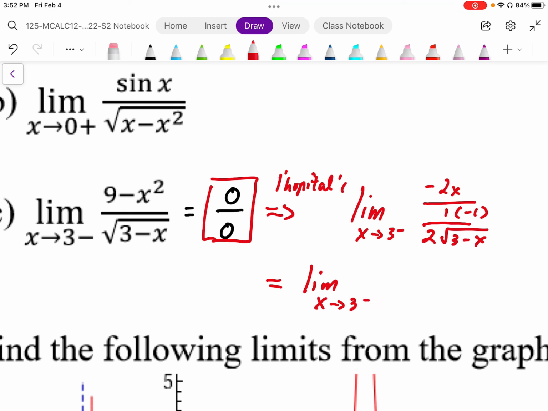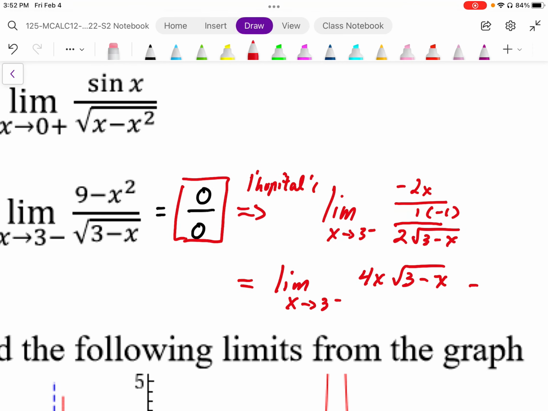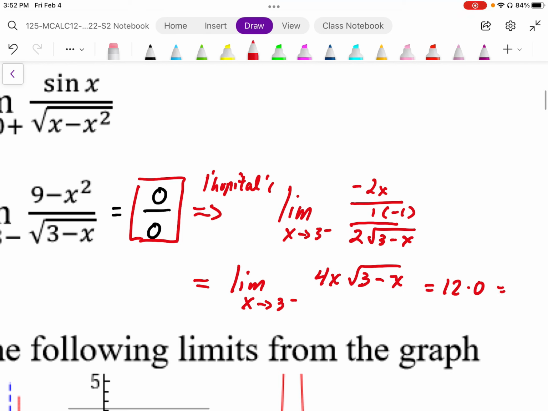When I simplify this, the negatives cancel out. So I end up with 4x square root 3 minus x. Okay, and then that's my simplified expression. I can plug 3 in, and I end up with 12 times 0, and that's equal to 0. Okay, so the limit is equal to 0.